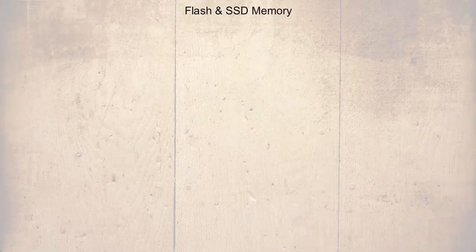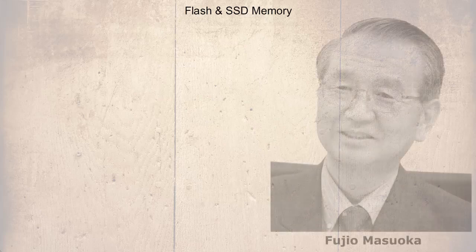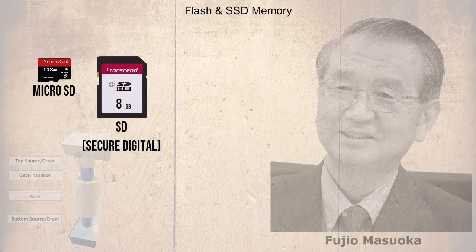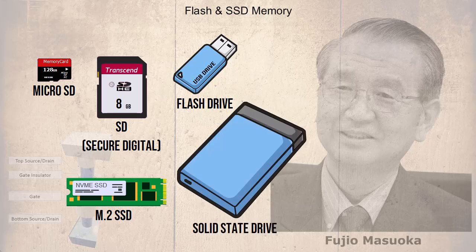Flash memory was invented in the early 1980s by Fujio Masaoka while working at Toshiba. Since then, there's been an explosion in these storage devices: micro SD, standard SDs, flash drives, M.2 and SSDs. These all work on similar technologies but are physically different and different in their use.